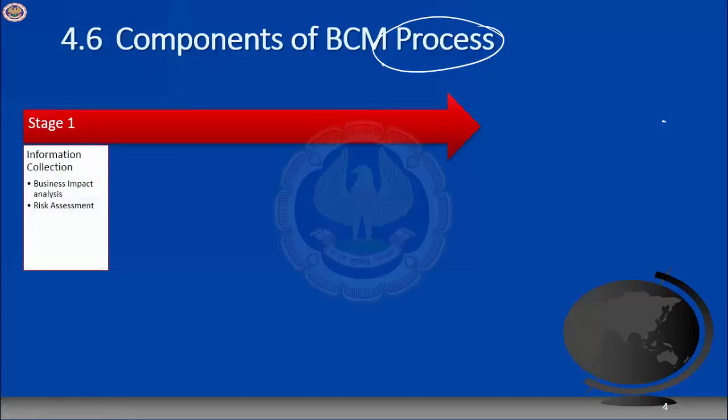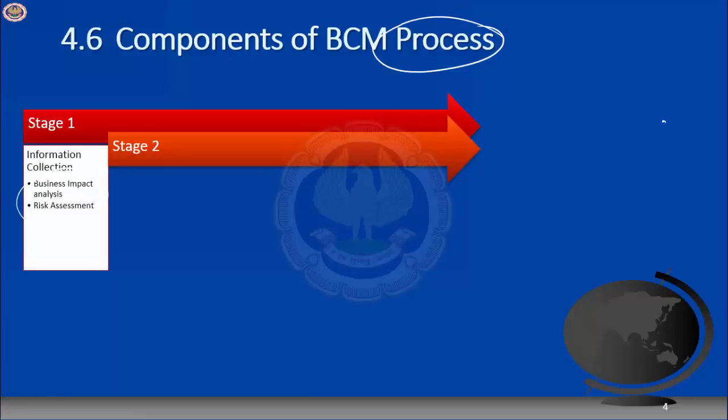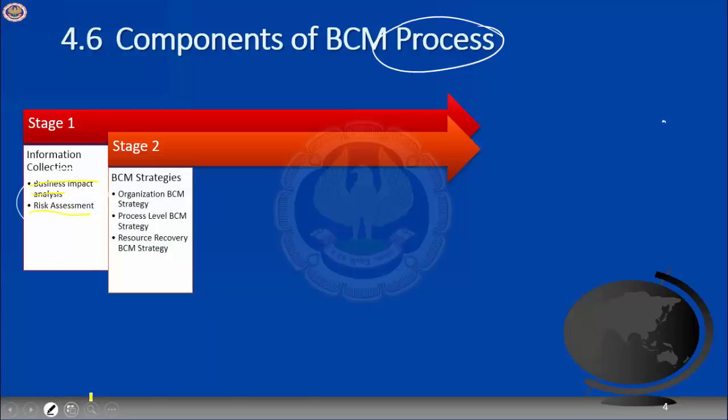There are different stages. The first stage is information collection, where you collect the data, and this information collection pertains to the business impact analysis. You also look at the risk assessment. Next, you look at the BCM strategy, which will focus on organizing the business management strategy. You look at the process level BCM strategy and also the resource recovery BCM strategy. Fundamentally, you're talking about the BCM strategy at different levels of management.